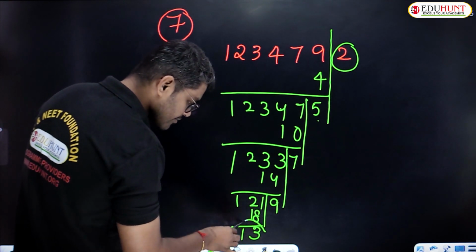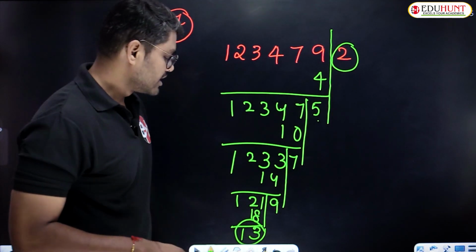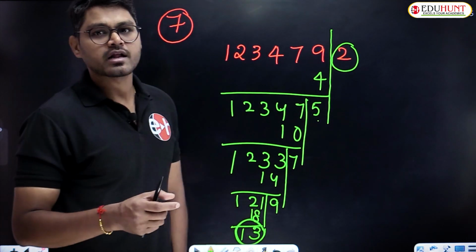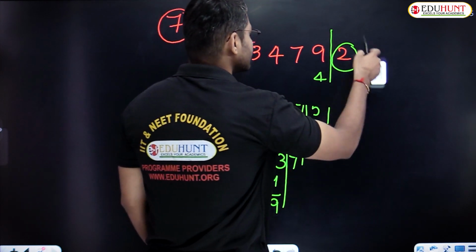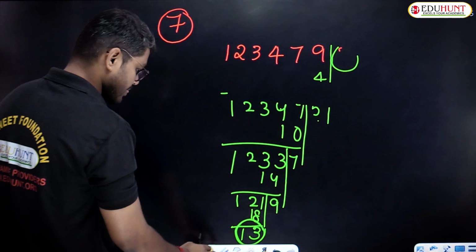So, what is the remainder here? 13. Is 13 divisible by 7? No. If the remainder comes 0 or a multiple of 7, then this whole number is divisible by 7. Did you understand? Okay.